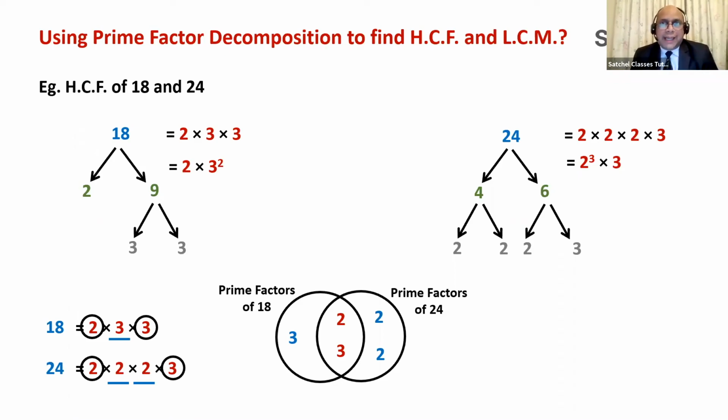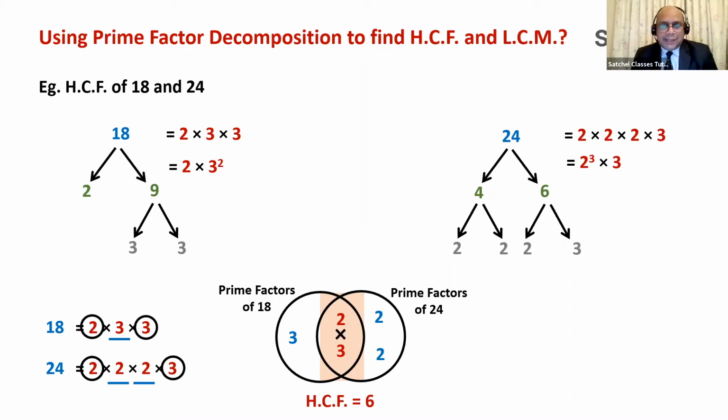Now, how do we find the HCF and LCM? The HCF is the product of all the prime factors in the common region. So if I look at the common region, it has a 2 and a 3. If you multiply it, 2 times 3 is 6. That is the HCF of these two numbers.